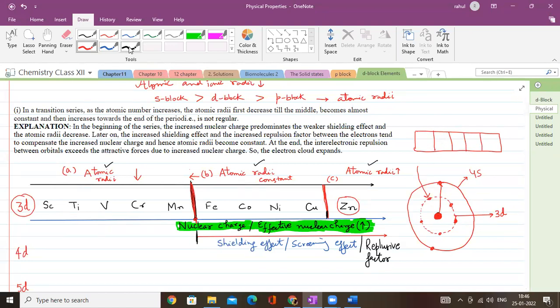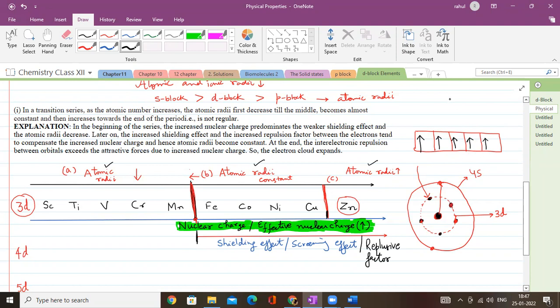Now when the first electron is added, I said there is no shielding or screening effect, because shielding and screening is also called the repulsive factor. When the second electron is added, there is no shielding or screening effect. When the third electron is added, again there is no shielding or screening effect. When the fourth electron is added, again there is no shielding or screening effect. When the fifth electron is added, again there is no shielding and screening effect, because there is no repulsion over here. Electrons are being easily added.